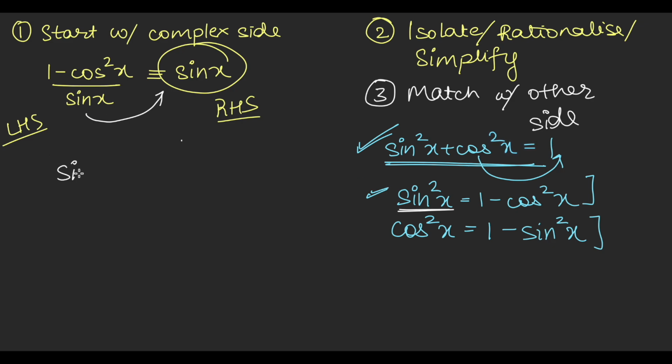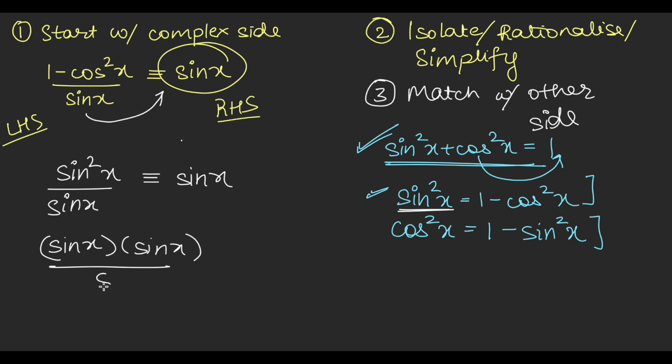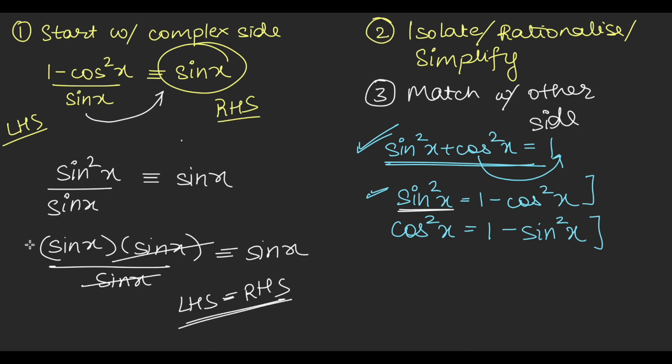So we have sin² x upon sin x. I have to prove that this is equal to sin x. Now this is rather simple. Sin² x can be written as sin x into sin x upon sin x. I can simply cancel these two out to show that these two are equal. We know that LHS is now equal to RHS. You don't actually have to show this step in an exam. I'm just doing this to show that this is how we cancel out stuff.